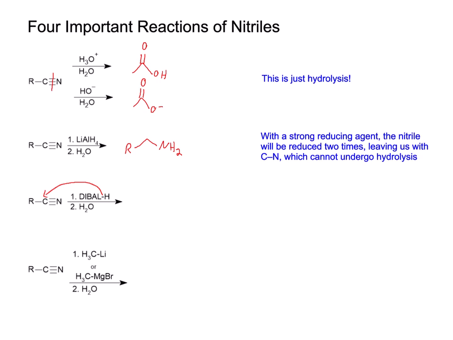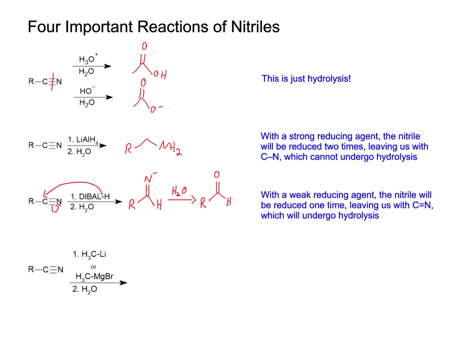This, of course, will break one of the pi bonds in the CN triple bond, putting a lone pair on the nitrogen. This will give us a carbon-nitrogen double bond, and when we add water in the next step, it will then undergo hydrolysis, giving us the aldehyde product. Because the reducing agent was weak instead of strong, that's why we end up getting a carbon-nitrogen double bond, which of course is why we can do the hydrolysis.